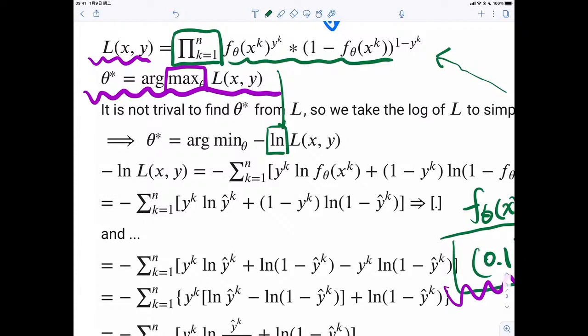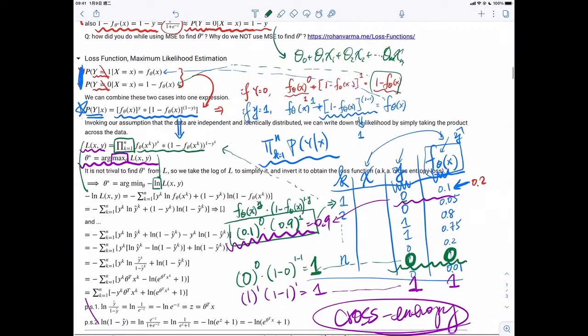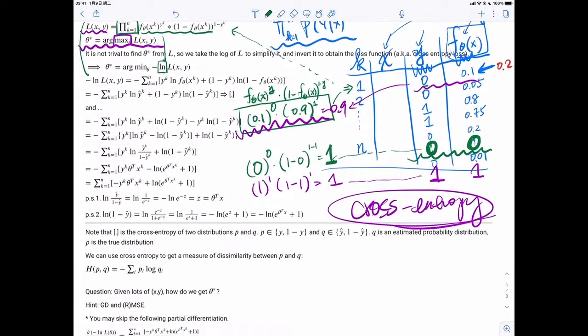So this is just a mathematical technique. The definition is still the same. If you have a large likelihood, you still have a large log likelihood. And likewise, if you want to find the largest likelihood, you can find the smallest minus log likelihood. So that is all the same. That's the last thing I would like to mention.